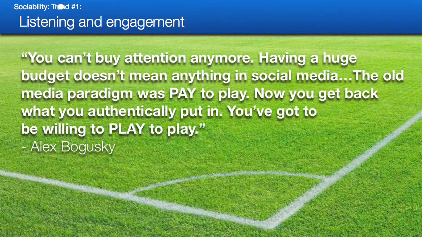First is listening and engagement. And I actually love this quote from Alex Bukowski. You can't buy attention anymore. Having a huge budget doesn't mean anything in social media. The old media paradigm was pay to play. Now you get back what you authentically put in. You've got to be willing to play to play.